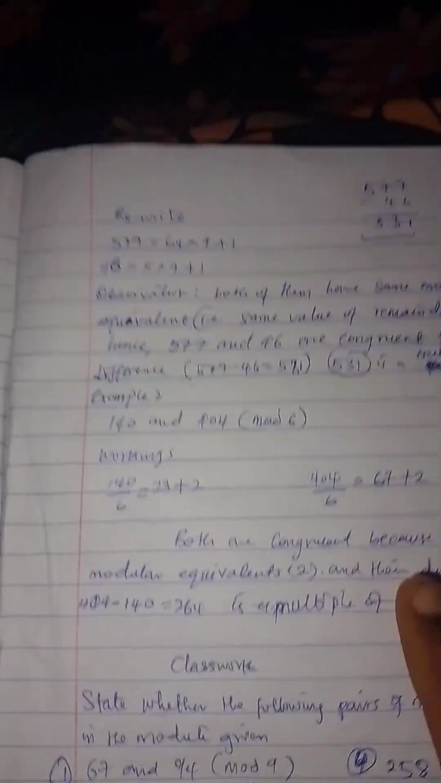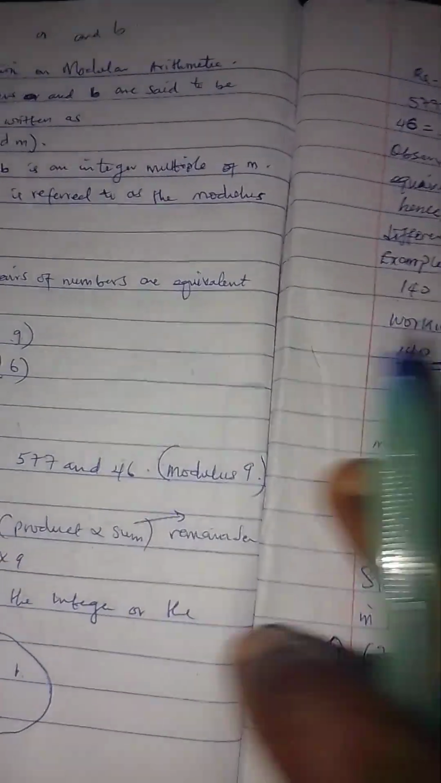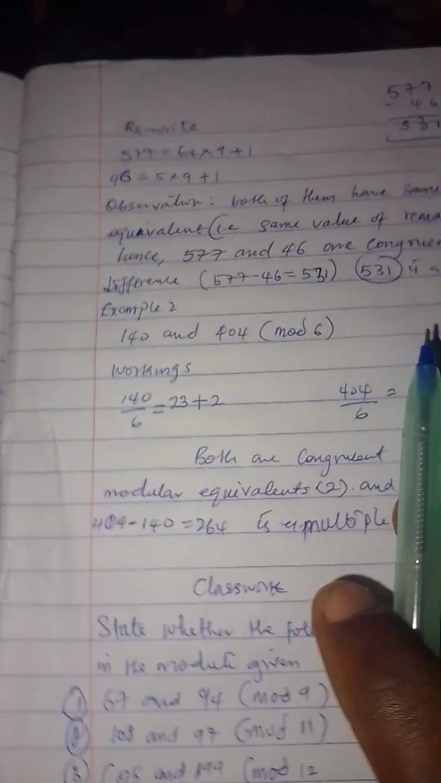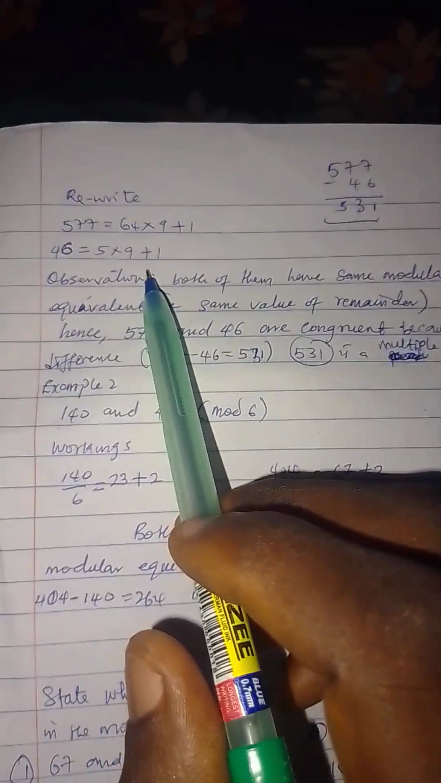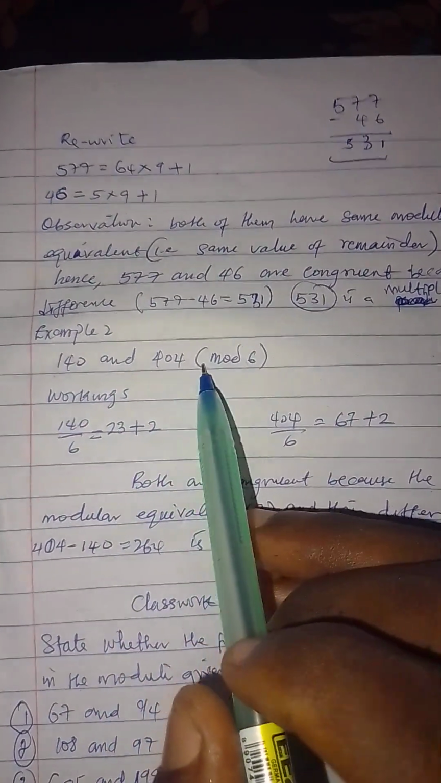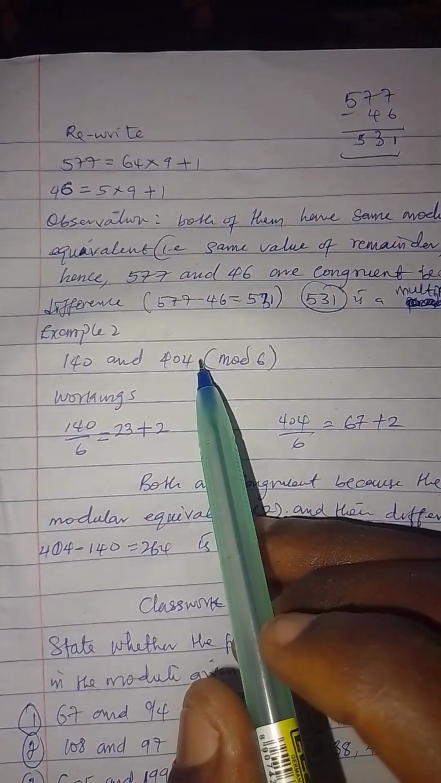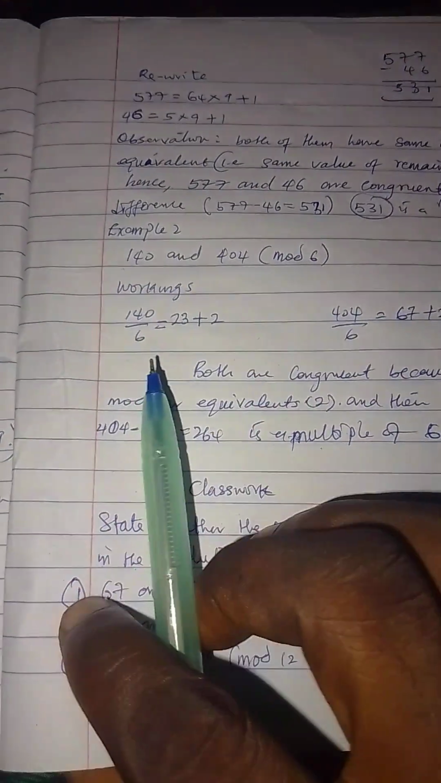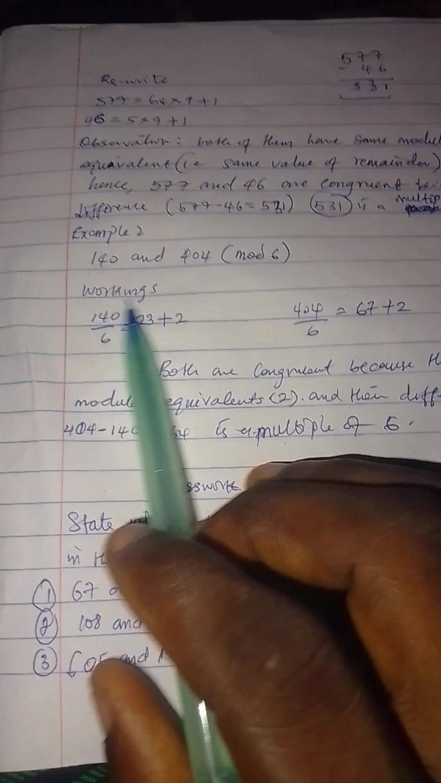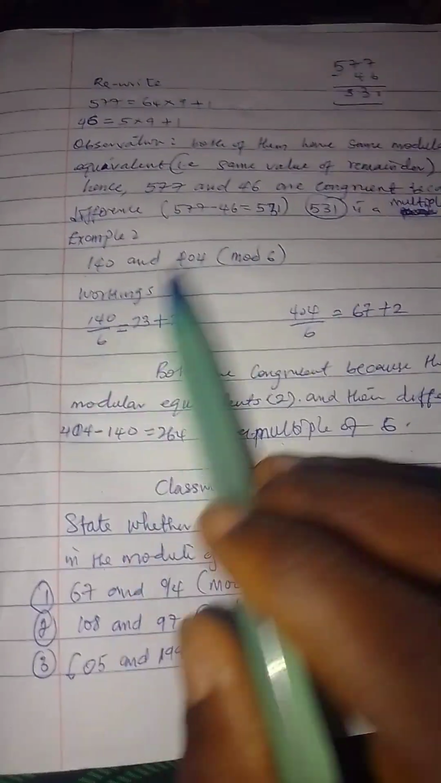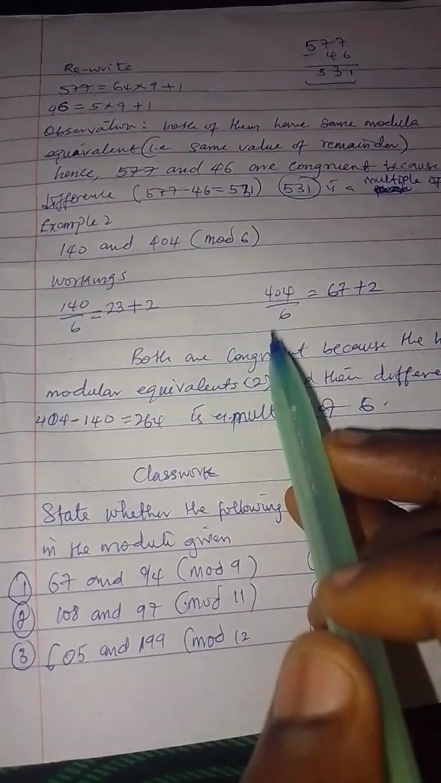Because of the length of this video, let me quickly go to the second example. Remember, we were given two examples. The first one we've treated, the second one is 140 and 404. I believe at the end of this second one, you'll be able to pick what I'm trying to say. Now, 140 and 404, show that both of them are equivalent. The modulus given is 6. I believe this one will be very fast for you. For the workings, I used a different method, because the first one is very long. I took 140 divided by the modulus, and 404 divided by the modulus.